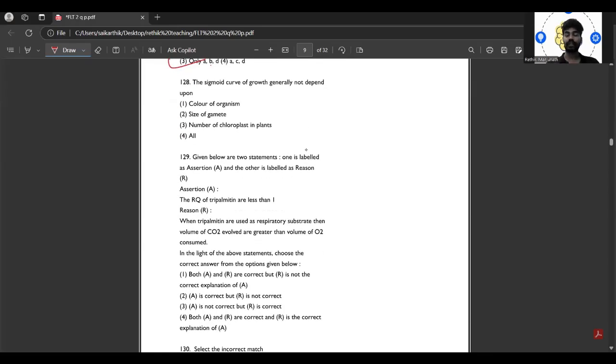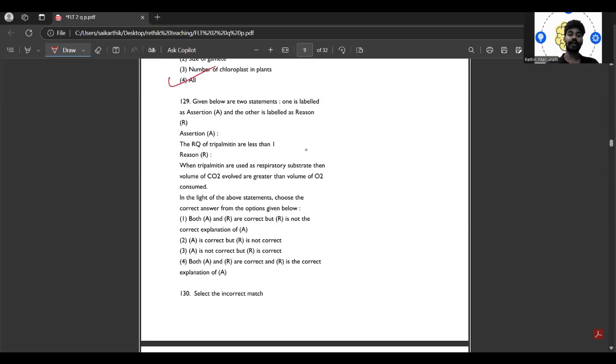Next, 128 we have here. So what does 128 say? The sigmoid curve of growth is generally not dependent upon. Correct. So it is generally not dependent upon color of organisms, size of gametes, or number of chloroplasts in plants. So option 4 is correct.